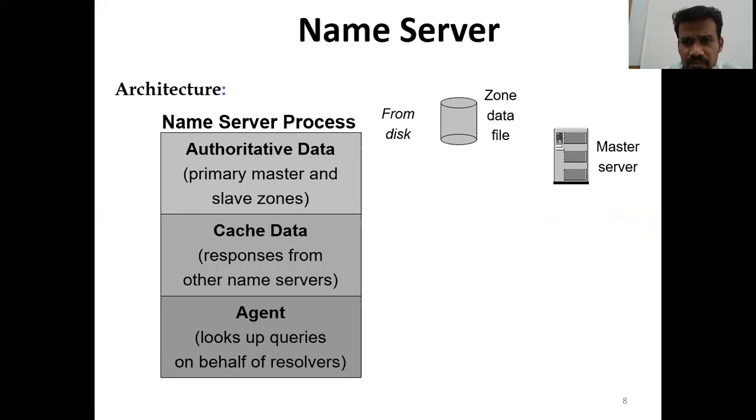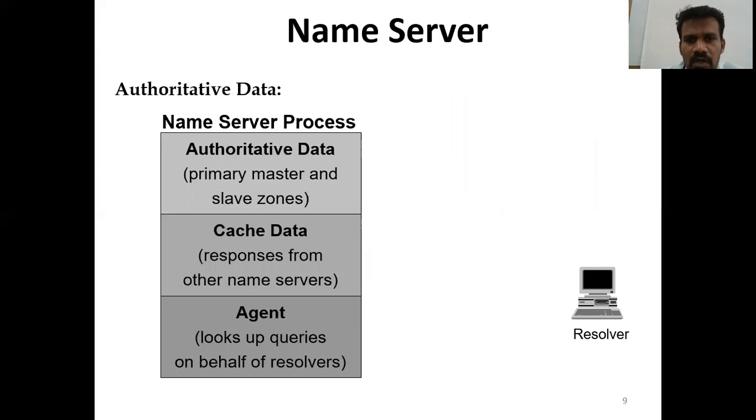Okay, so the zone data file from this goes to a master server. So the zone data file is sent to the authoritative data. So the zone transfer master server is also sent to the authoritative data. Then we have a resolver. As we know, if your system is connected to an internet service provider, the internet service provider itself will be called a resolver.